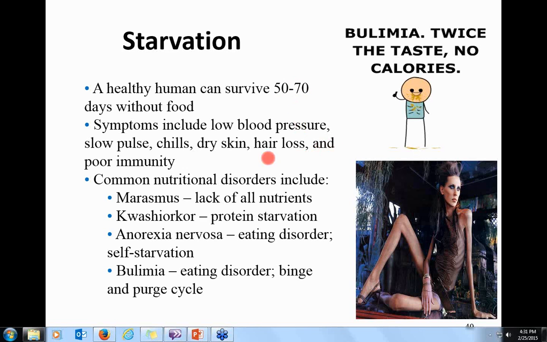Now, not only can starvation be due to just a lack of food, but there are a lot of disorders such as anorexia nervosa and bulimia, which have psychiatric and social ties as well as nutritional ties, psychological and sociological causes.